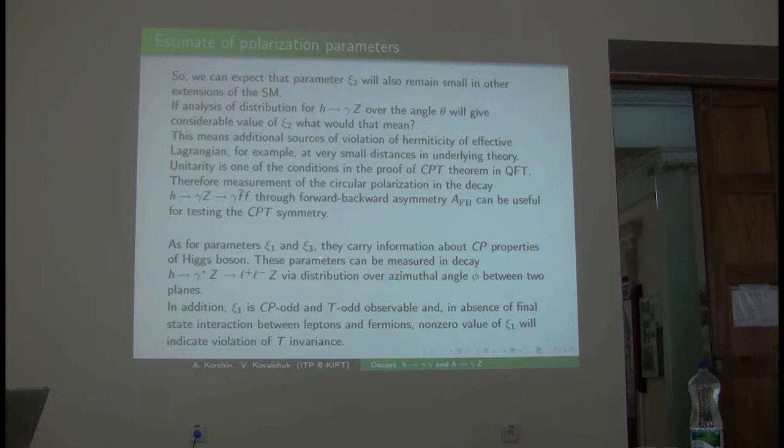As for parameters psi 1 and psi 3, we get information about CP properties of the Higgs boson. In particular, psi 1 is very, very important. So these parameters can be measured in the Higgs decay to four fermions, with Z decaying to two electrons and the other Z decaying to two fermions. While from the distribution over the azimuthal angle between two planes, we can extract information about CP properties.